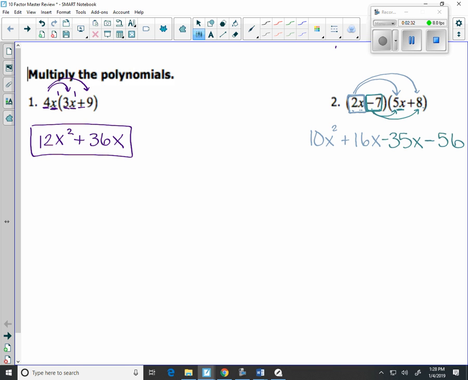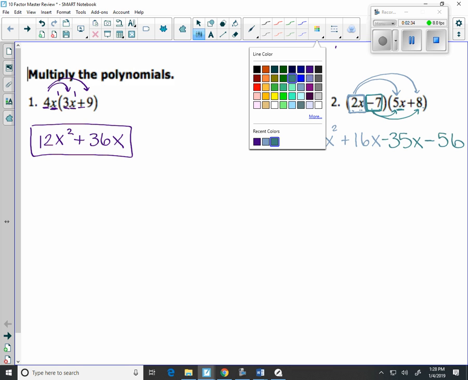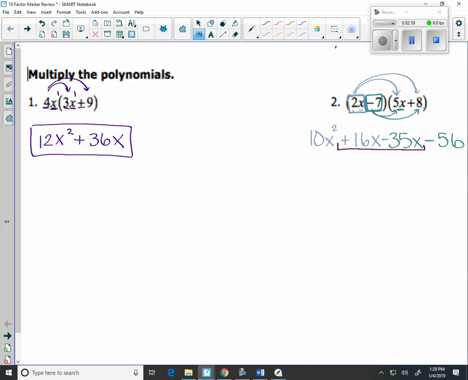So you've done most of the hard work here. The last thing you need to do is combine your middle terms. So if you did it in this order, your middle terms are like terms. The 10x squared stays where it is. It doesn't have any like terms because like terms have the same variable and the same exponent. What we need to do is add 16 minus 35. Positive 16 minus 35 is negative 19. X, and then our negative 56 comes out.